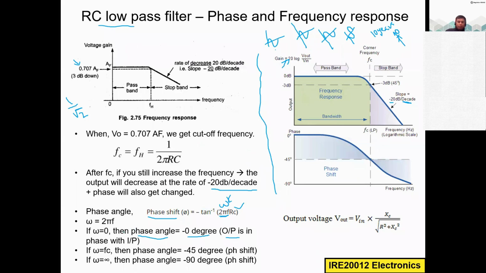Okay, now if this omega value is equal to FC, the cutoff frequency, then the phase angle is equal to minus 45 degree. Here you apply this omega value as the FC value, that is the cutoff frequency, and of course you do some mathematical calculation here. Then you will get 45 degree phase shift. So at the cutoff frequency, in the middle point, you are getting minus 45 degree phase shift.